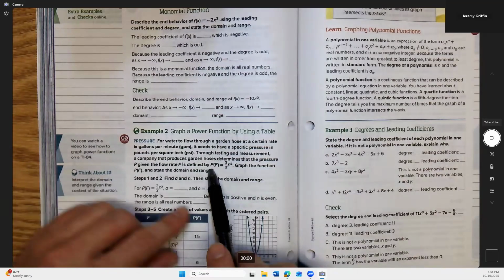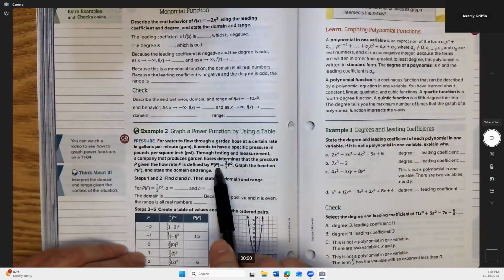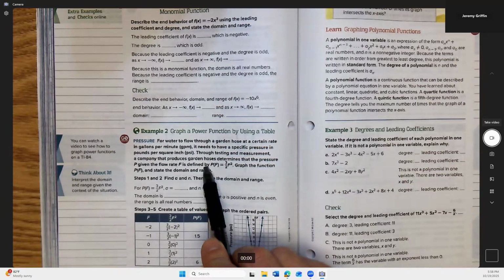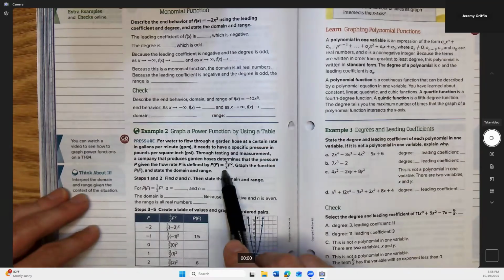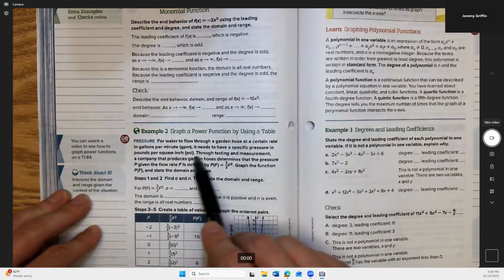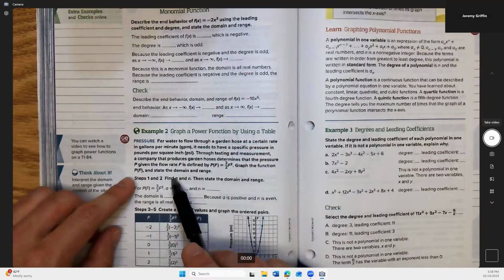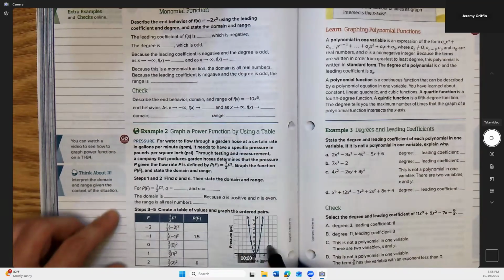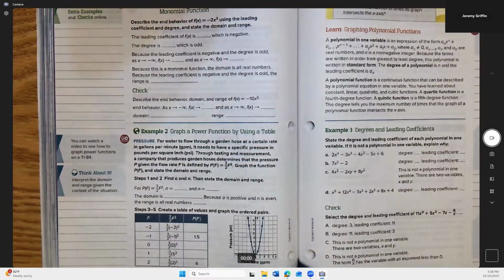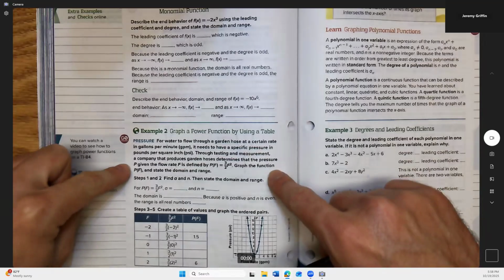Okay, so we found this relationship. Let's say the pressure as a function of the flow rate, or maybe the required pressure to produce some flow rate, is 3 over 2 f squared, with these specific variables. Graph the function and state the domain and range. Right. Got 3 over 2 x squared. Okay. I did not put that one in Desmos ahead of time, but they do give it to you right here.